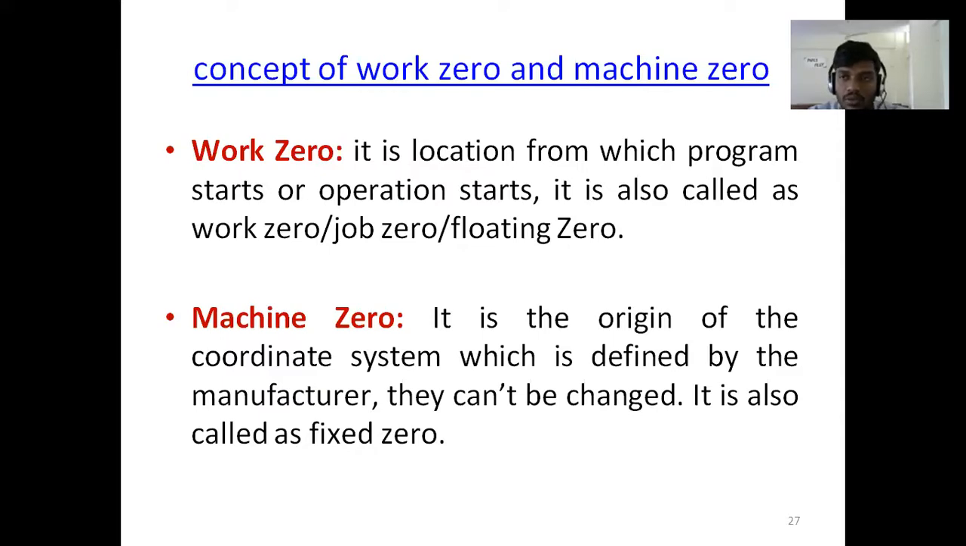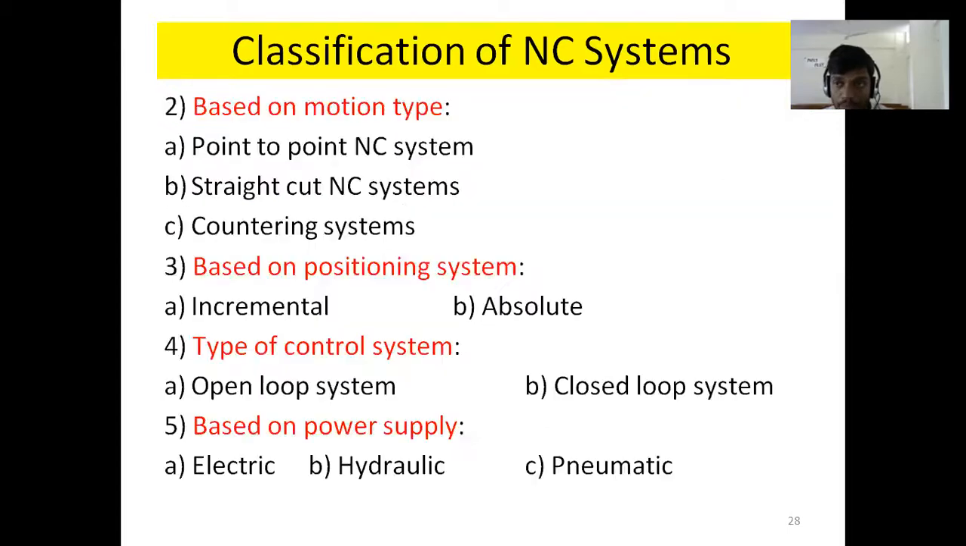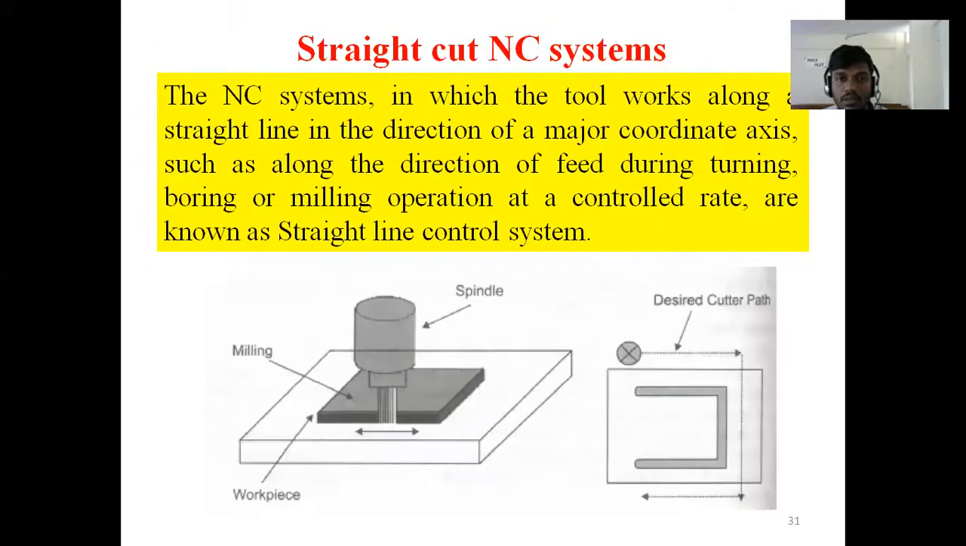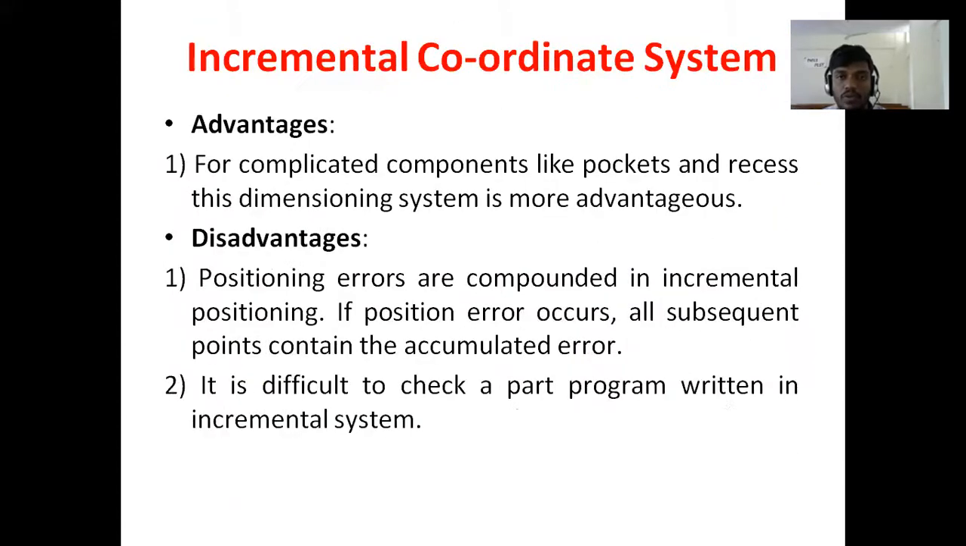So don't worry. These are the work 0 and machine 0 points, which we already saw yesterday. Work 0 means the point where the tool is ready to work on the workpiece. Machine 0 means the point where the axes of the tool are set away from the workpiece. Then classification we already completed in the last lecture. This also covers feedback counting, incremental and absolute points.